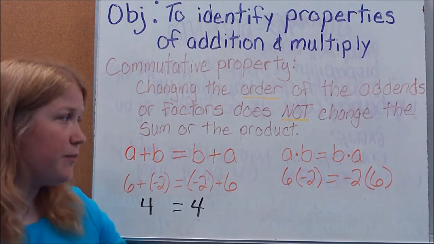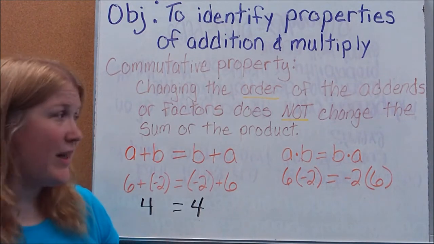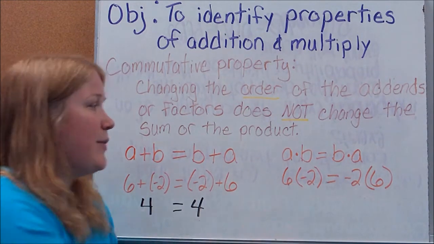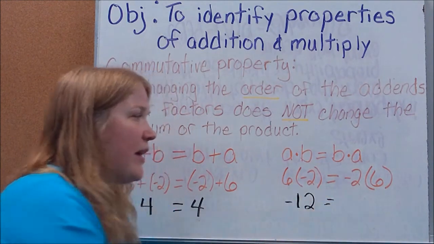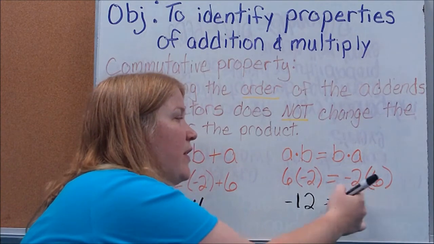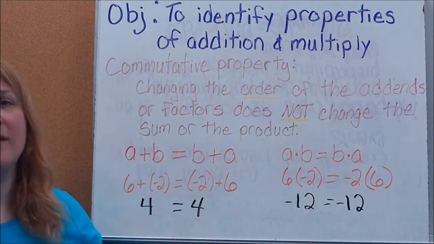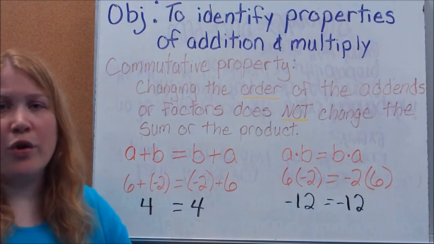So it doesn't matter what order I did it in, I still wind up with the same answer. Same thing over here with multiplying. Doesn't matter what order I do it in, I get the same answer. 6 times 2 is 12. There's an odd number of negative signs, so it's negative. Negative 2 times 6, well 2 times 6 is 12. There's an odd number of negative signs, so my answer is also negative. Just saying, doesn't matter what order it's in.